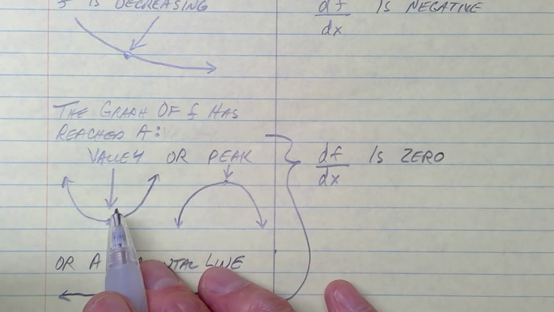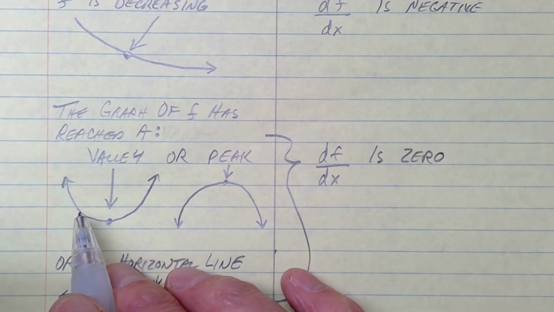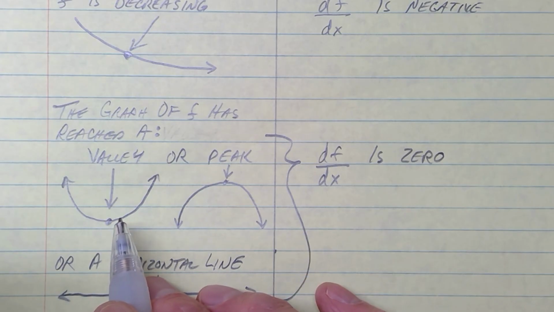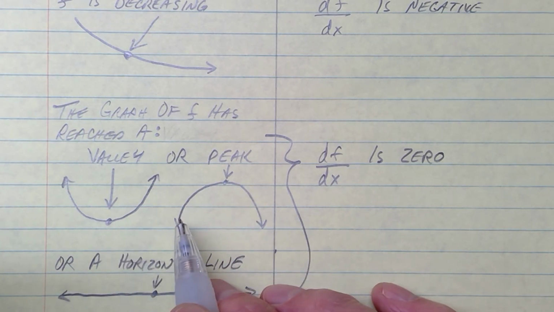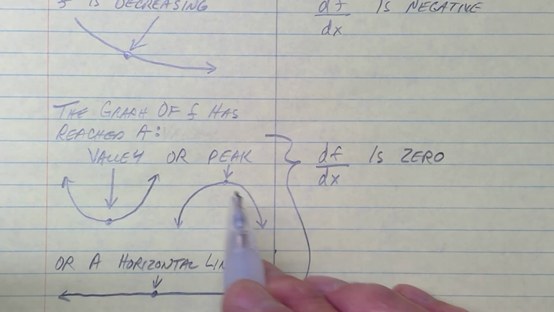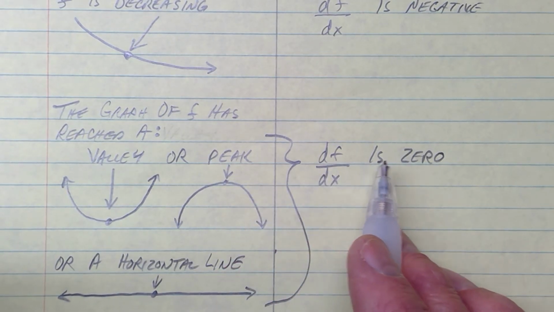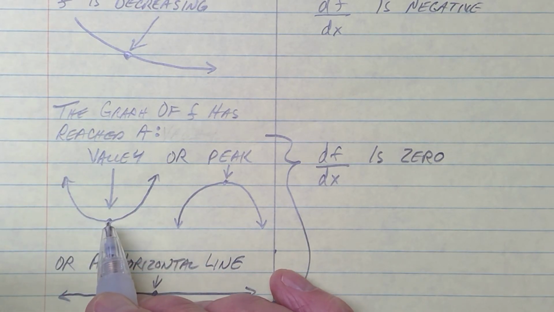If your graph reaches a valley, all right, so you're going negative derivative, negative derivative, negative slope, negative slope, 0, and now it's going uphill. Positive slope, positive derivative, positive, positive, 0, negative, negative, negative. If it reaches a valley or a peak, right there at the bottom or the top, your slope is 0. You can call it the derivative is 0. At this moment in time, not a half second before, not a half second after, your derivative is 0, your slope is 0.